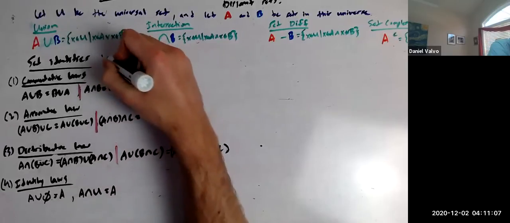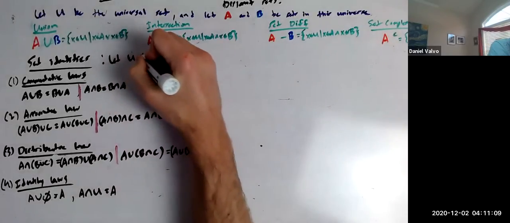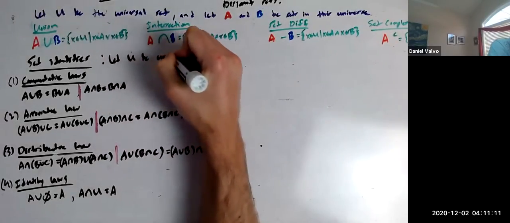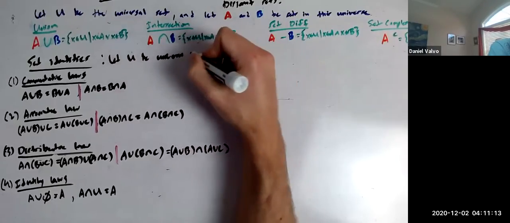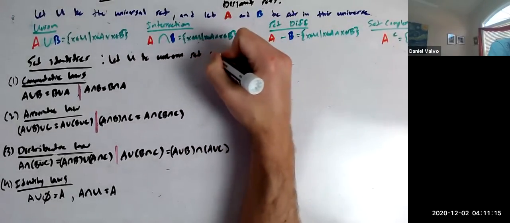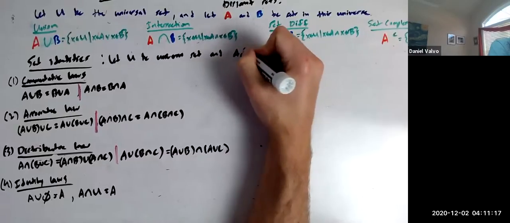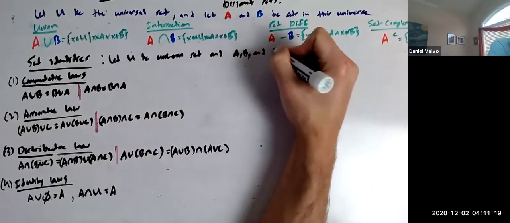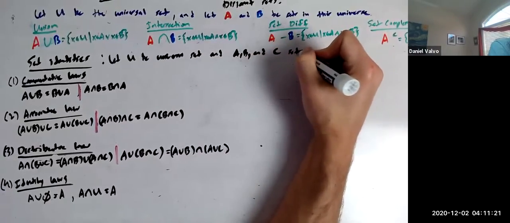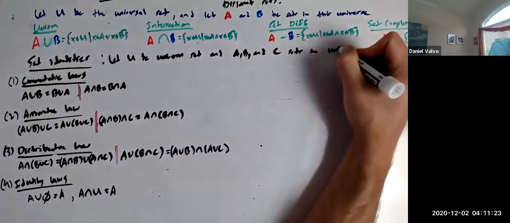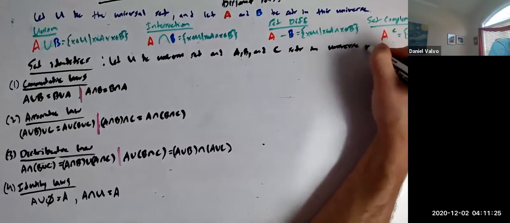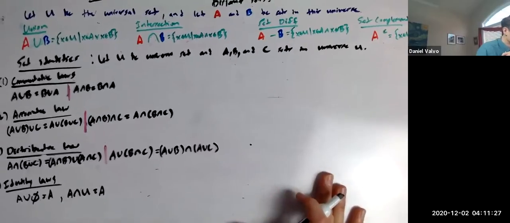Oh, by the way, let's say let U be the universal set and A, B, and C sets in the universal set U. There we go.